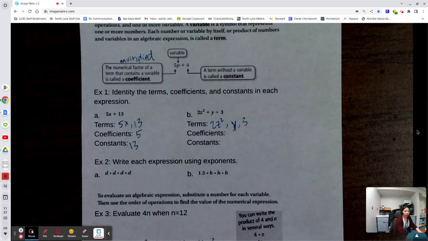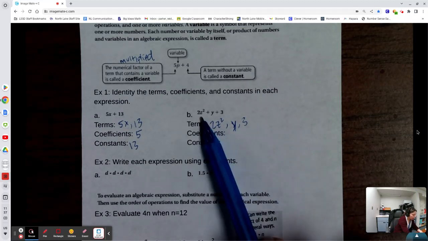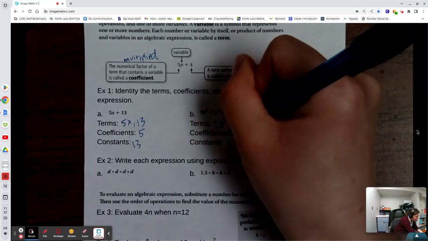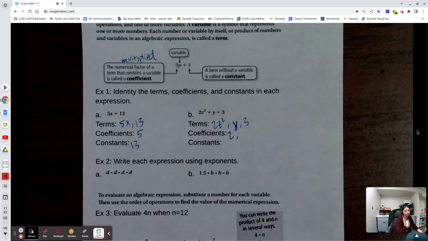Next, I'm looking for coefficients. Coefficients are the numbers that are attached to and are in front of a variable. So my first variable I see is z. In front of that, there is a 2. That is one of the coefficients.